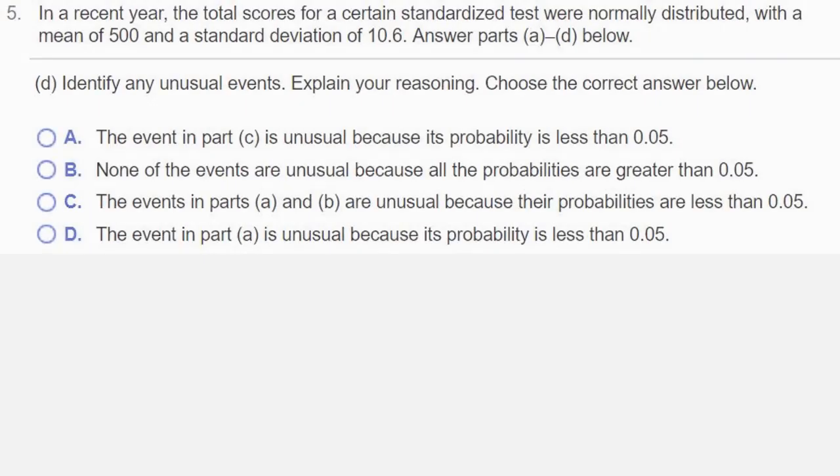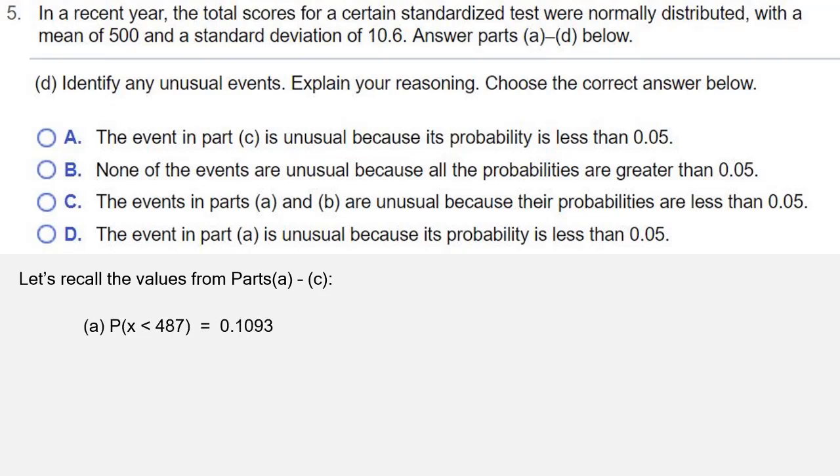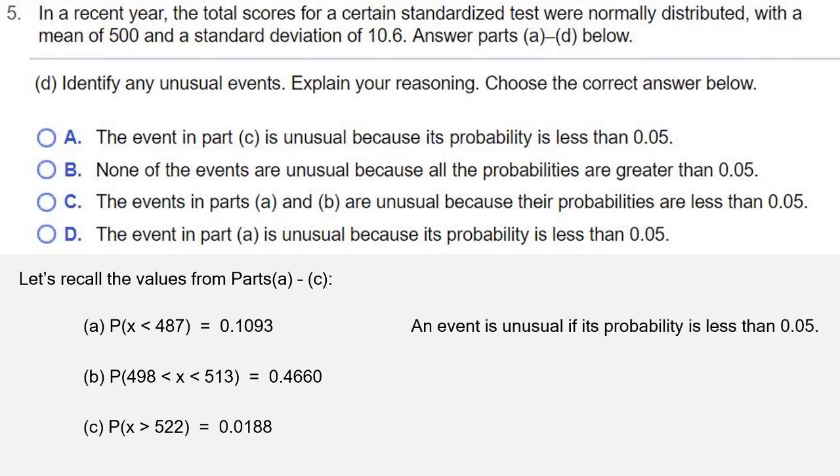For part D, we're being asked if there are any unusual events in this problem, and we want to choose the correct answer. Well, if you look back at the answers from part A through C, the probability in part A was 0.1093, the probability in part B was 0.4660, and the probability in part C was 0.0188. To be an unusual event, the probability has to be less than 0.05, and the only one of these probabilities that fits that bill is the probability from part C. So only the event in part C is unusual, which is choice A, and that's your answer.